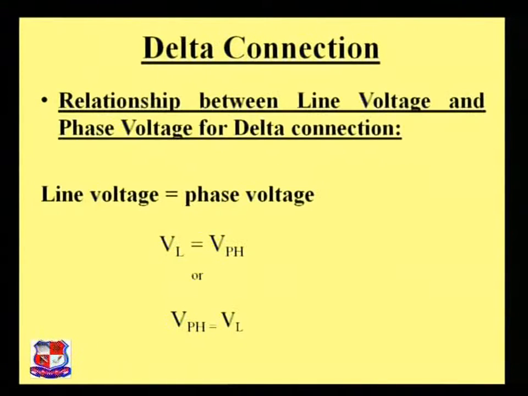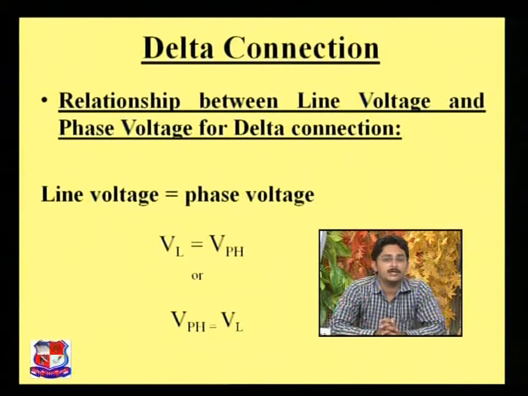Now there are 3 types of power: active power, reactive power and apparent power. Active power means P equals 3 VI cos phi, reactive power is 3 VI sin phi, and apparent power is 3 VI. You have to remember these 3 powers in a star connection and a delta connection.